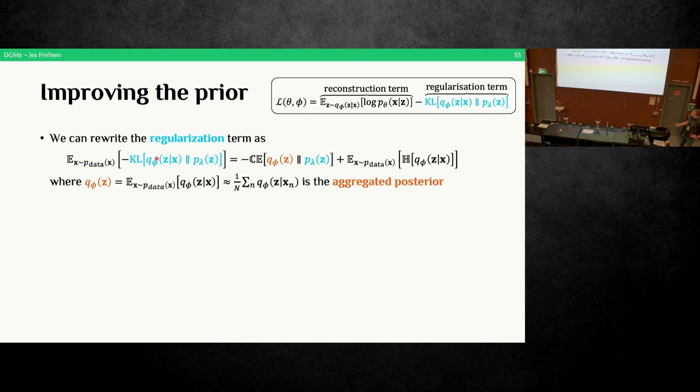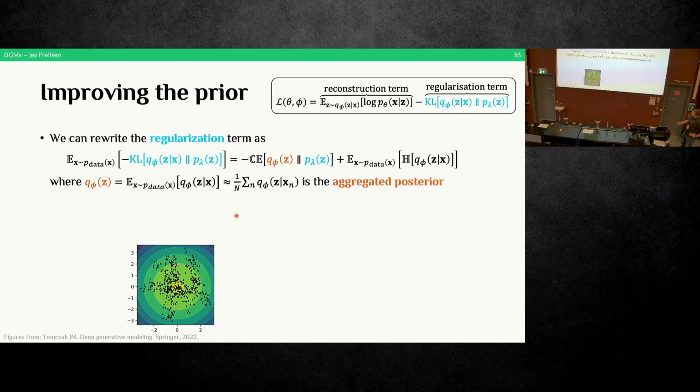You can write the KL term in terms of a cross entropy between q, the aggregated posterior, so this thing where I just encode my data set. So cross entropy between the aggregated posterior and the prior. And here I put a parameter on the prior because we're going to talk about how we can learn the prior. And then I also have the expected value of the entropy of my variational distribution.